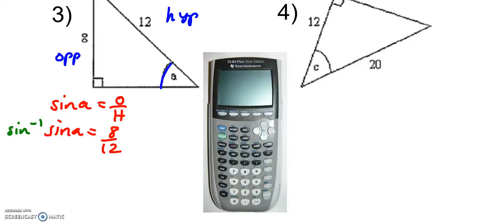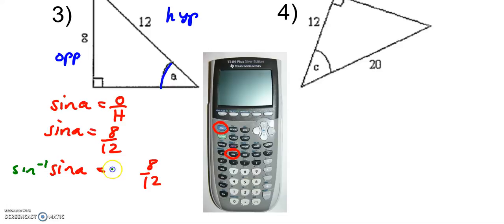Now, if you take a look at this little calculator over here, if you look at the sine button, which is right here, you might notice that the writing right above is the inverse symbolism. If you want to get to that button on your calculator, what you're going to do is press second sine. And when you do that, the inverse sine should pop up on your calculator. Now, before we actually get into plugging that in, I want to show you why this does work. So let me rewrite the equation as I see it. Sine of A equals 8/12.